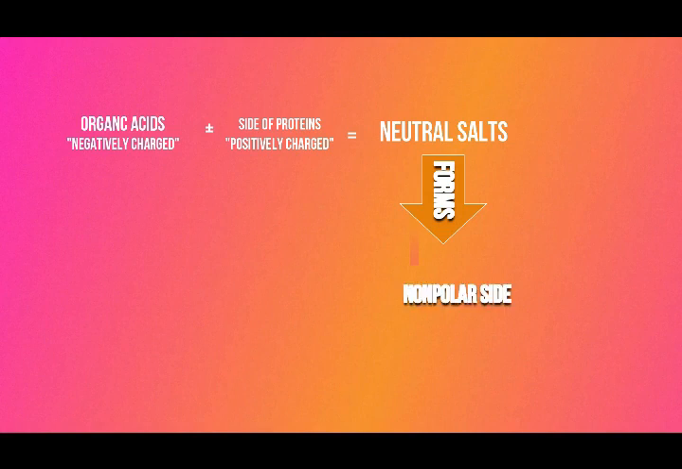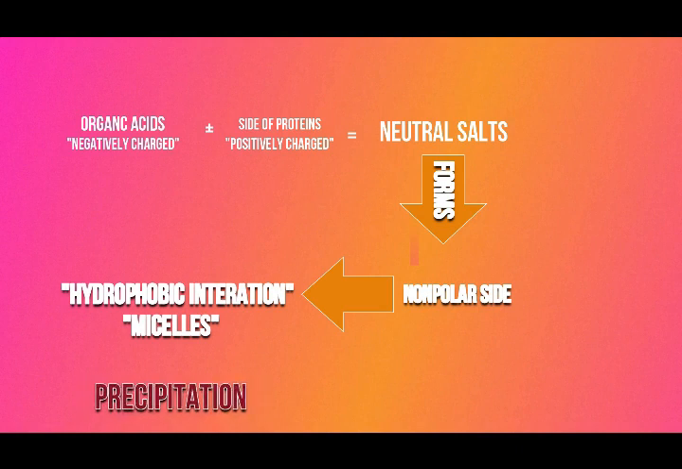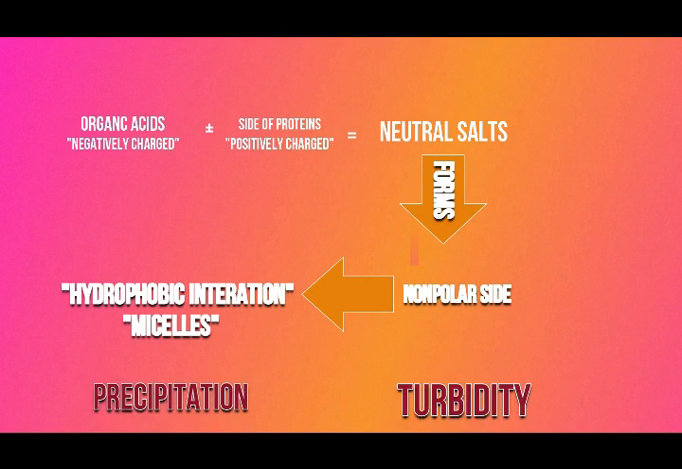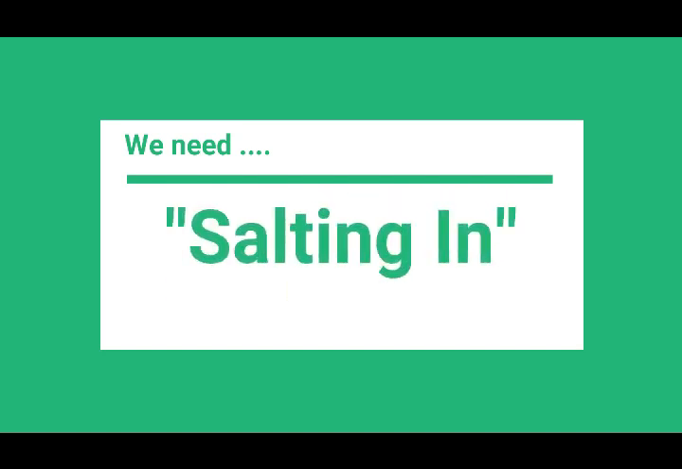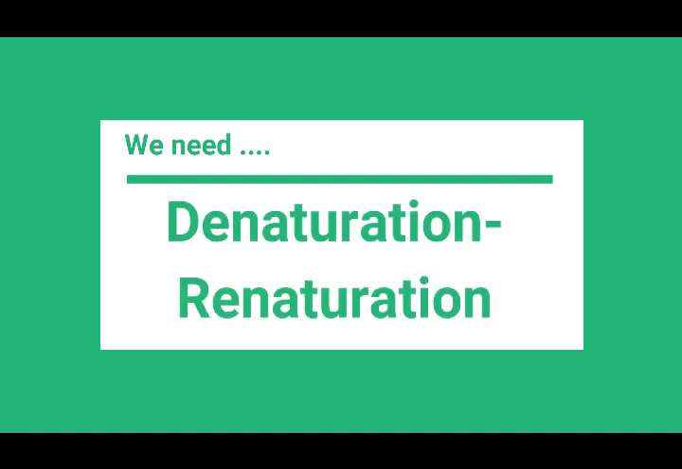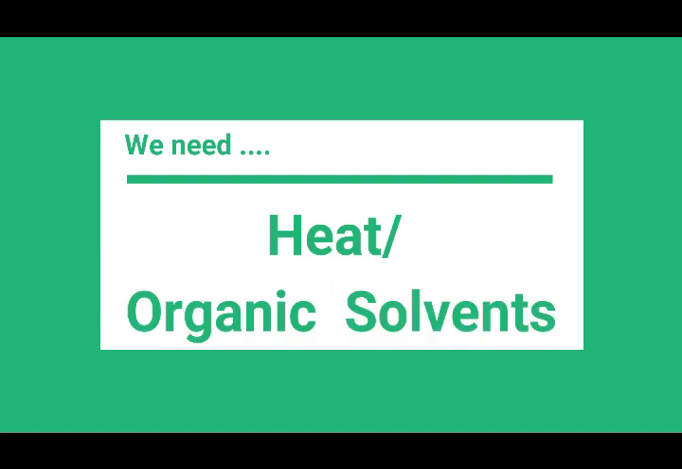of the amino acid. And by the law of hydrophobic interaction, proteins will form complexes or micelles due to the formation of insoluble parts of the protein. Thus, protein precipitation will occur, and voila! Turbidity. This process is called salting in, which only works in acidic solution. However, if we want to do this, we need to isolate the proteins first. Isolation of protein can be done by the same mechanism of salting in, by denaturation and renaturation procedure. This is done by heat or other organic solvents.